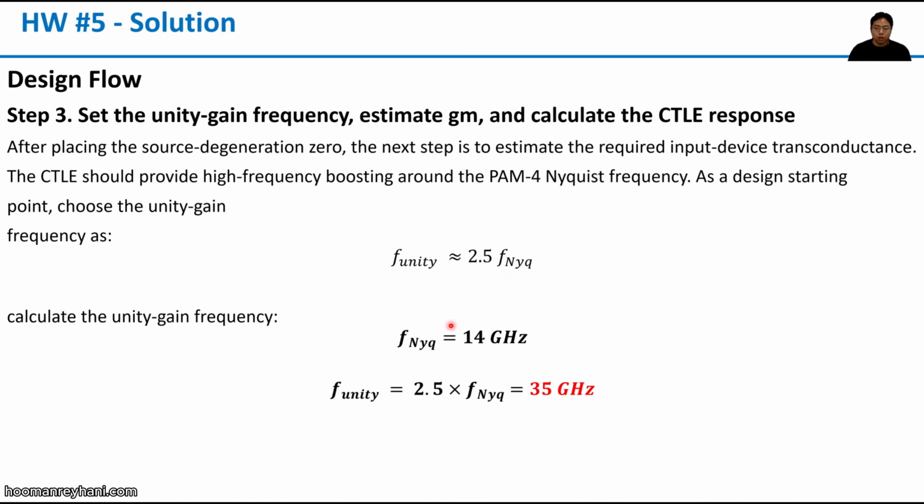After placing the zero, we estimate the unity gain frequency required for this CTLE. As a practical design heuristic, we choose the unity gain bandwidth to be approximately 2.5 times higher than the Nyquist frequency. Since the Nyquist frequency is 14 gigahertz, the target unity gain frequency becomes approximately 35 gigahertz. And this provides sufficient bandwidth margin while still preserving a meaningful amount of gain peaking near the Nyquist frequency.